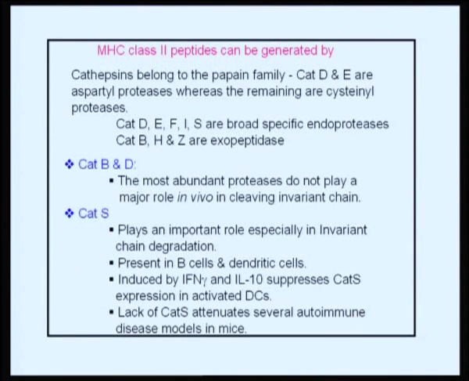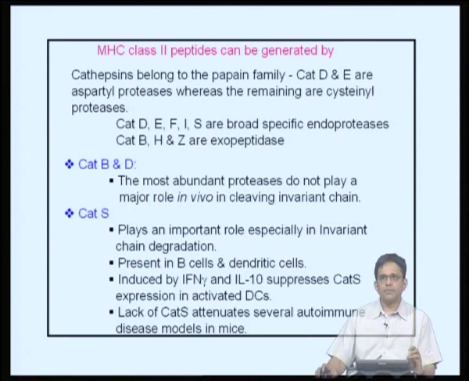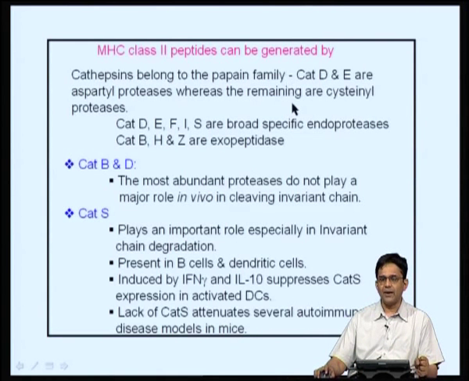Now, MHC class 1 peptides are generated by proteasomes. So, what are the enzymes that play an important role for the generation of MHC class 2 peptides? It turns out there is a family of enzymes belonging to the cathepsins. Now, cathepsins belong to the papain family, and over here they are primarily cysteine proteases, which means cysteine is on the active site, except for two of the more famous ones, cathepsin D and E, which are aspartyl proteases, but other than that they are mainly cysteine proteases.